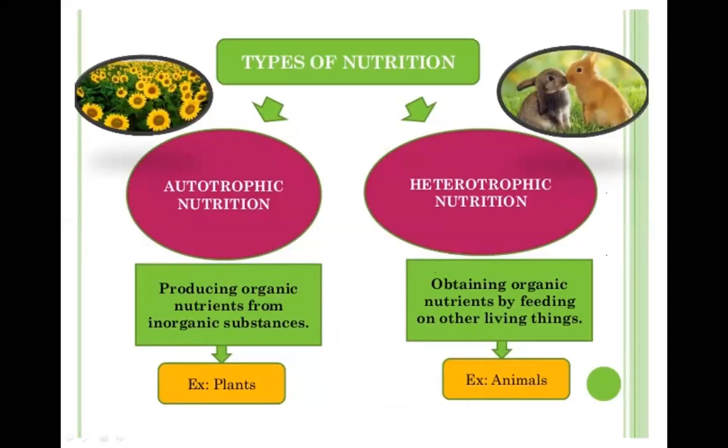There are two types of nutrition: autotrophic nutrition and heterotrophic nutrition. What is autotrophic? Ma'am, plants which prepare their own food are called autotrophic nutrition. And heterotrophic? Ma'am, which depends on another food. Yes, very good. Please mute yourself, I can hear some disturbance from your side, some wind going on around you.